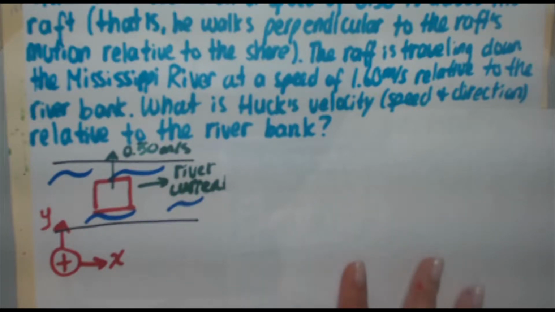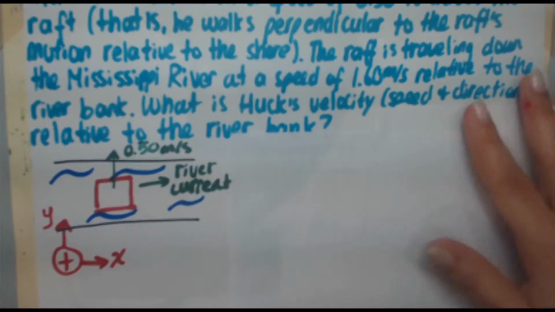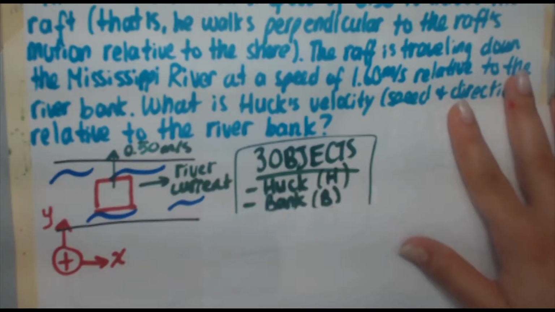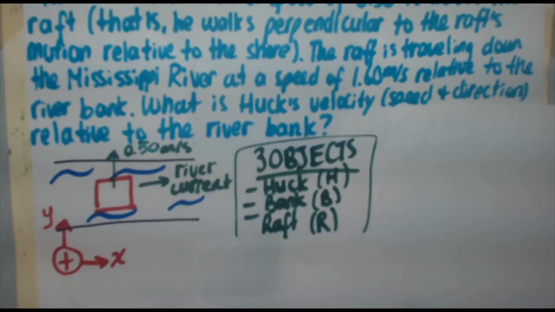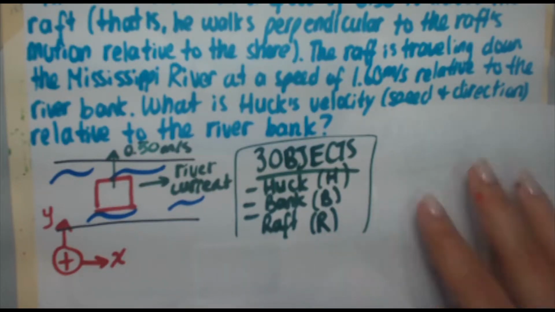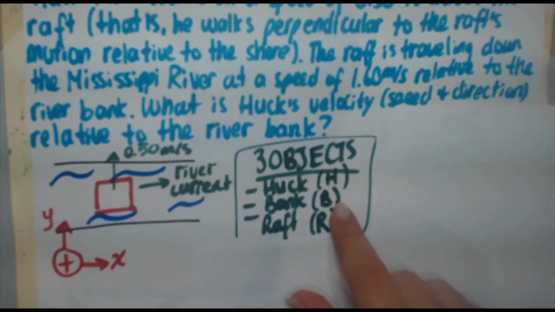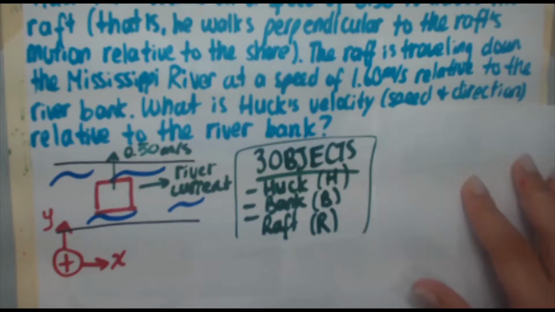Now, with any relative velocity problem, the first thing you want to do is define your three objects. Generally speaking, there's only going to be three. In this case, our three objects are Huck, the bank, and the raft. In the question, they refer to the bank as the shore, same idea. Then you want to abbreviate each one: Huck as H, the bank as B, and his raft as R.